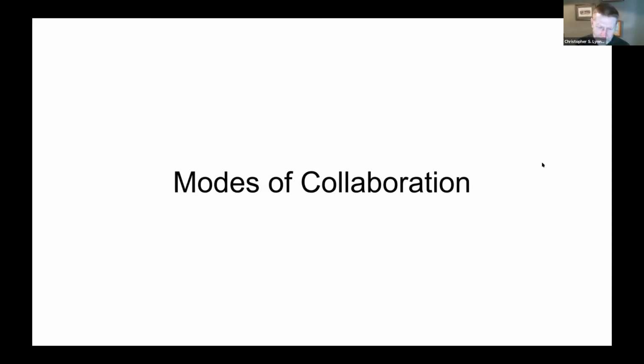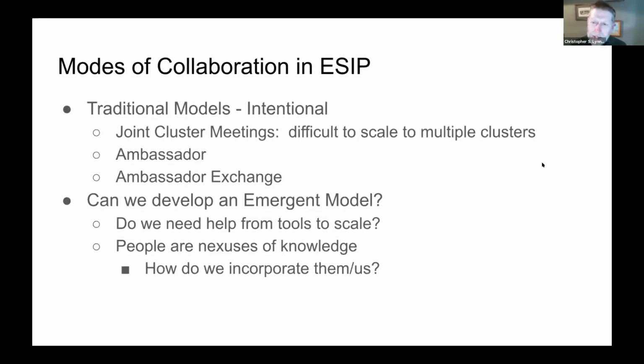And so now, fast forward to where we are now, we've got a bunch of different clusters that have intersecting but not identical needs. And the traditional way, Sarah, could you go to the next slide, please? So the traditional way we usually collaborate is through these sort of intentional models where we'll have a joint cluster meeting, for instance. The problem with that is it's okay-ish if you got 2 clusters working together. But if you got multiple clusters trying to work together, it becomes pretty unwieldy.